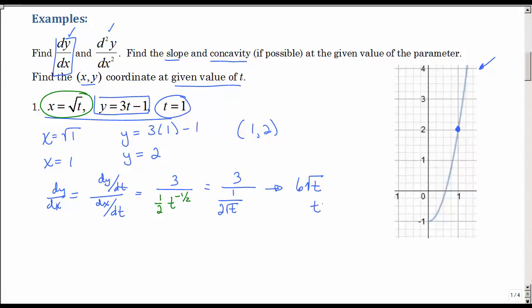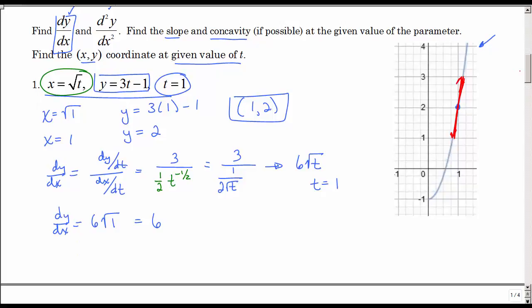Well, what happens when t is equal to 1? The slope at this point on the curve would be 6 times the square root of 1, which is 6. I think that's a pretty reasonable answer. If I were to try to draw a tangent line at that point, you can see that's a very steep slope, and positive 6 seems reasonable. We should also be able to see from the graph that there is a positive concavity. When we find the second derivative, it should coincide with that graph, telling us that the concavity is positive at the point (1, 2).